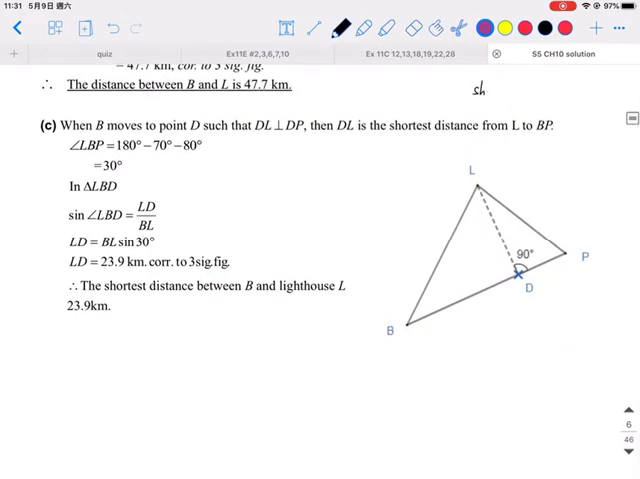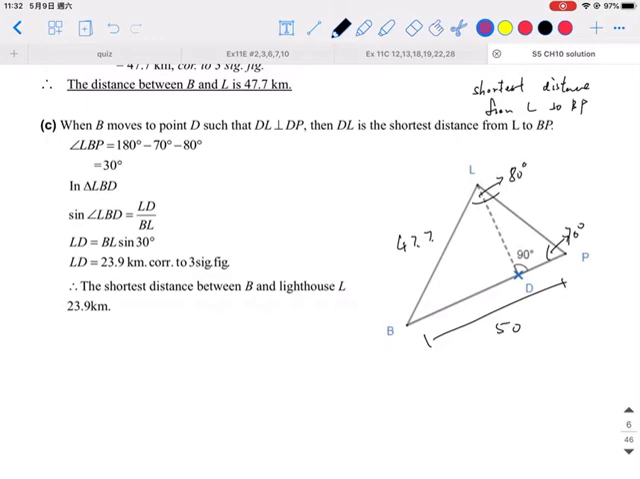So I can write down for you, shortest distance from L to BP. That means it's LD. This is the perpendicular distance. First of all, we know LB is 47.7, and this one is 50, this one is 70 degrees, and this one is 80. How can I find LD? First of all, we need to find this angle LBD. And then I can apply the sine function because of the right angle triangle.